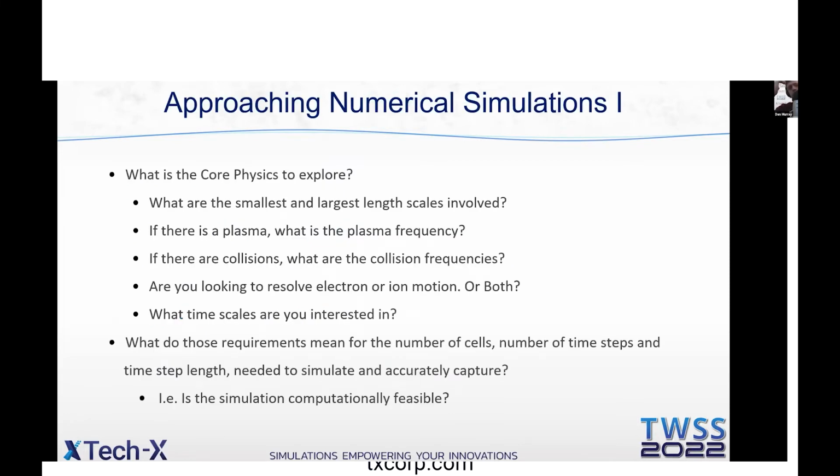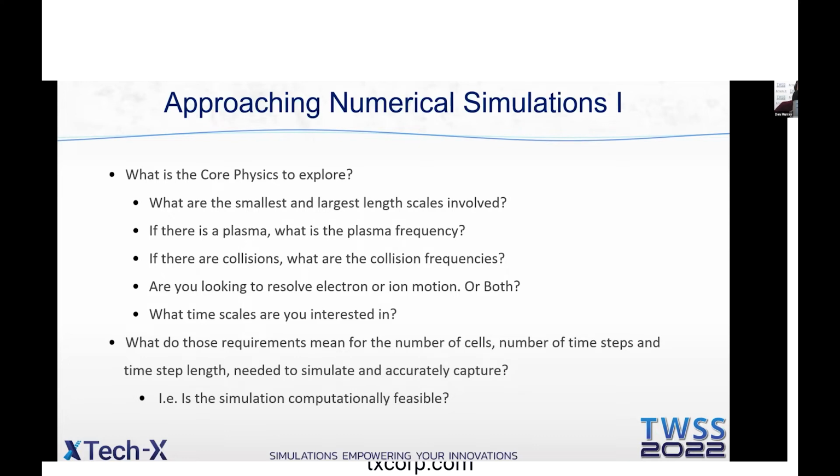So in approaching a numerical simulation, the first thing that the end user really needs to ask themselves is, what is the core physics that they actually want to explore or look at? And this can be elucidated in a couple of different ways. The first is by determining what are the largest and smallest length scales involved in the problem in question. If there is a plasma in this problem, what is the associated plasma frequency for electrons or ions or whatever it is exactly that you're looking to follow?